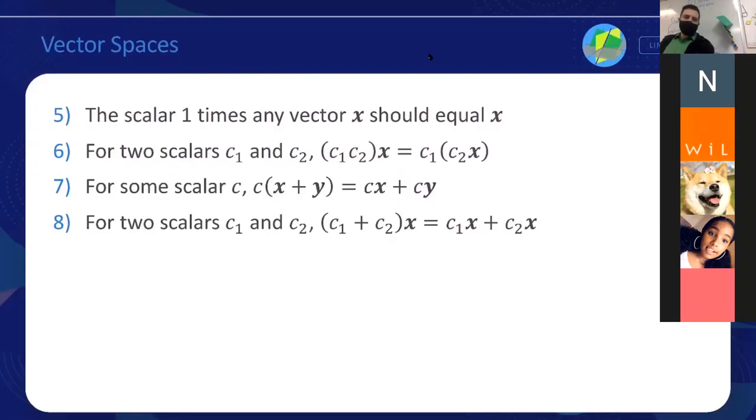For 7, that's basically the distributive property, which should work with addition. If I have a scalar times the sum of 2 vectors, it should be the same as the scalar times the vectors added together. And then another distributive property, but this time with adding the scalars. If I add 2 scalars, then multiply, it's the same as multiplying them, then adding them.